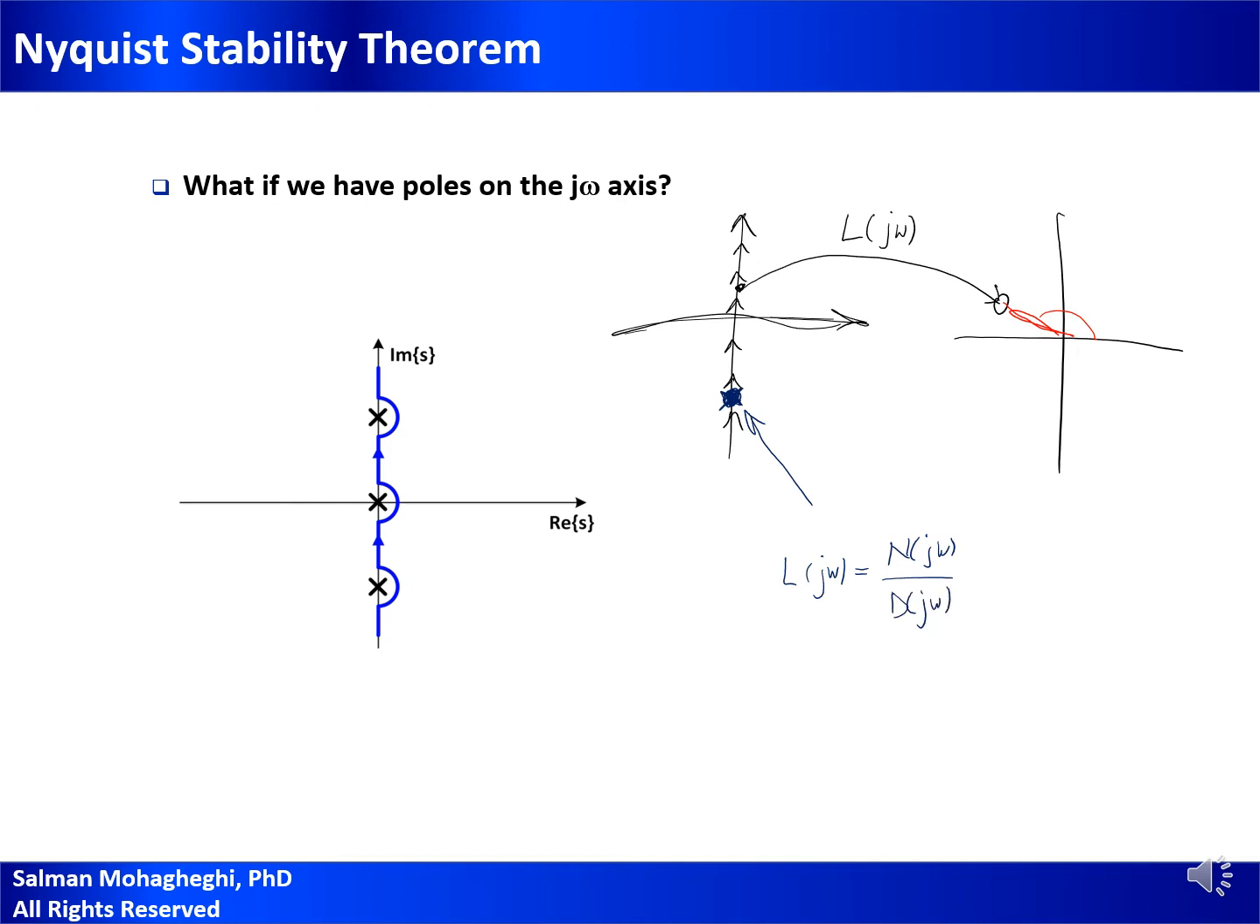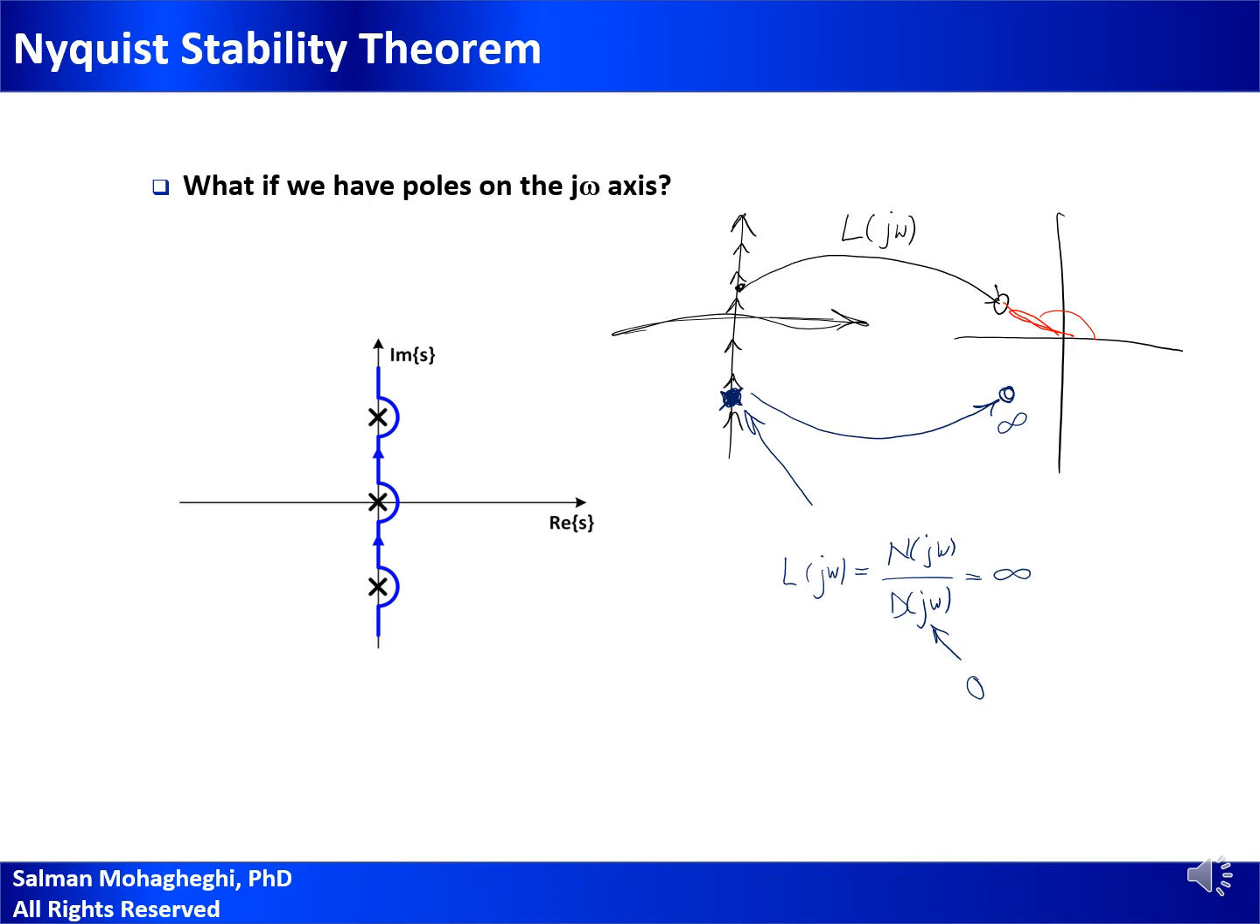So when this frequency is the pole of the system, that means the denominator is going to be 0, meaning that L of j omega is going to be infinity. So this particular point, which I have to map to this S-plane, is going to have a magnitude of infinity, and there is no way for me to plot that. So we have to have a trick in order to avoid situations like that.